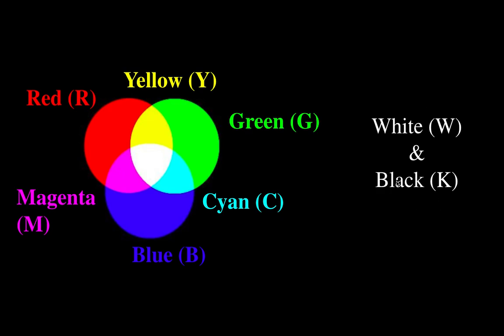So remember, if white is the presence of all colors, black is the absence of all colors. If an object appears to be black, that just means it's absorbing all parts of the visible spectrum. Whereas if the object is white, it means it's reflecting all parts of the visible spectrum.